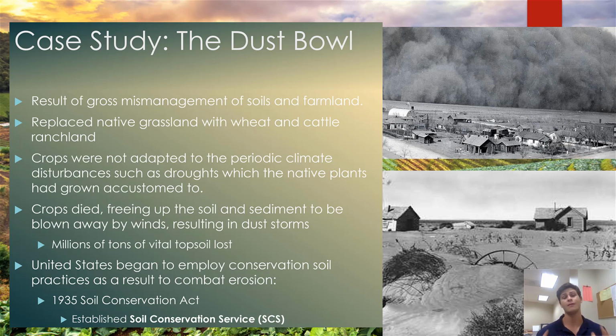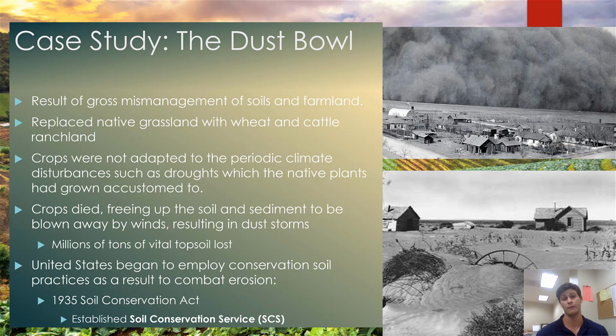As a result, millions of tons of topsoil were lost simply from wind erosion, and the Dust Bowl, the name the Dust Bowl, came from all of the eroded soils being swept up and actually causing dust storms. So we lost an enormous amount of nutrients and soil cover in the Midwest because of this soil mismanagement.